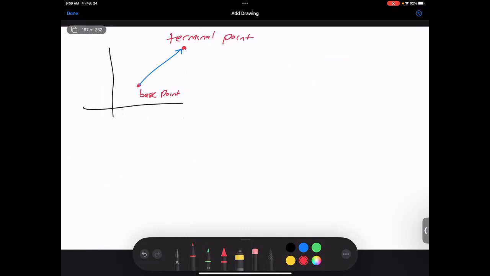So maybe my base point is maybe 2, 1, and maybe my terminal point is maybe 4, 5. And so the vector is, I'll do it this way, 4 minus 2, 5 minus 1. And so that would be the vector 2, 4. What is another natural base point to use for vectors? So I'm here, I'm drawing a vector starting at the point 2, 1.